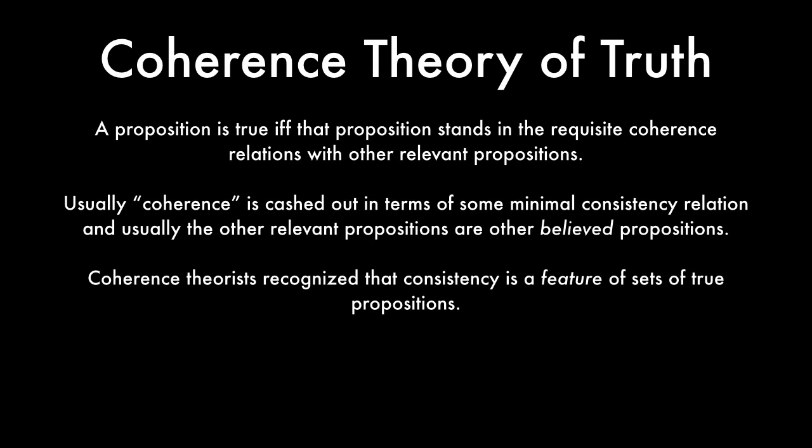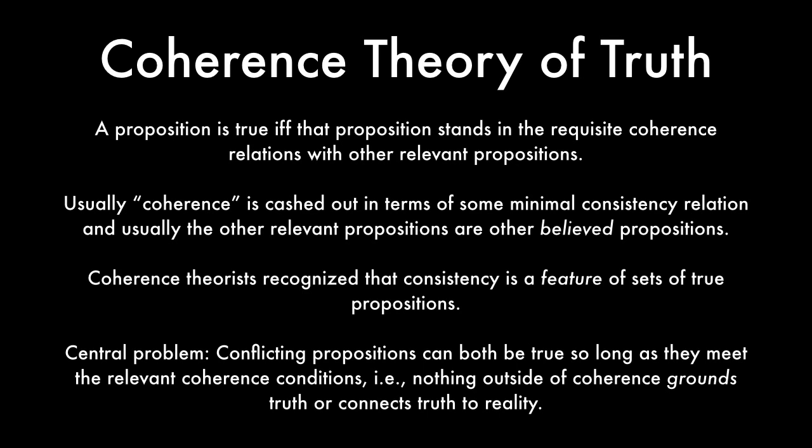However, there is a central problem with the coherence theory of truth. The problem is that conflicting propositions can both be true so long as they meet the relevant coherence relations. That is, nothing outside of coherence grounds truths or connects truth to reality. So while in the correspondence theory of truth, what makes something true is its relation to reality, in the coherence theory of truth, there is no relationship with reality that grounds truth.